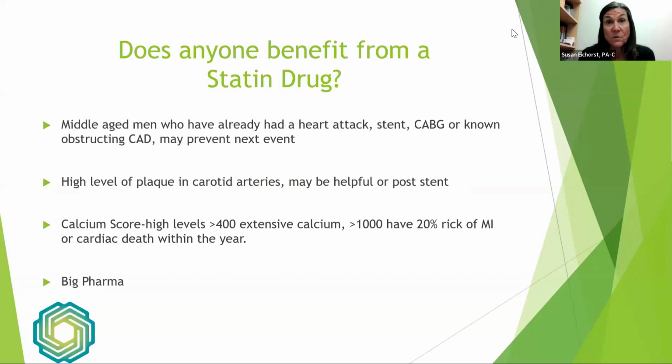So middle-aged men who have already had a heart attack, they've already had a stent placed, had a coronary artery bypass graft done, or have some obstructing plaque known in an artery, they may benefit to prevent their next attack. There are some studies that show that a high level of plaque in carotid arteries may be helpful post-stent. Calcium scores that are quite high, we'll talk about calcium scores in a moment, over 400, showing extensive calcifications, may have some benefit from a statin drug, as when these levels are over 1,000, there's a 20% risk of an MI or sudden cardiac death within a year. But who really benefits? Big pharma benefits, absolutely.